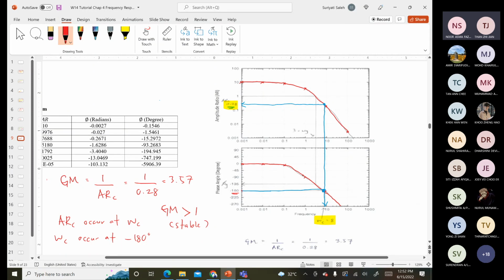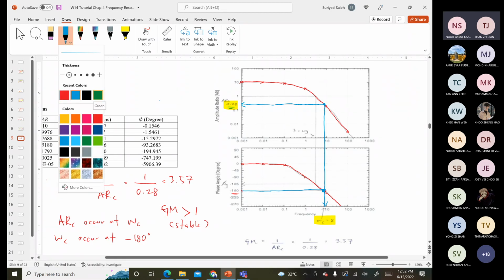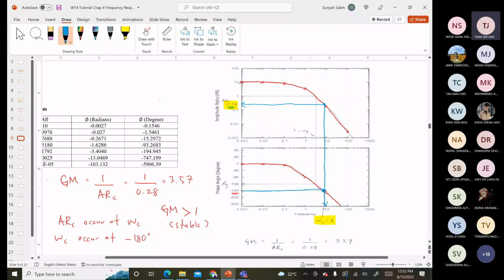How to determine the critical frequency? The critical frequency occurs at angle negative 180. So this is fixed, standard. It's not going to change. So you have negative 180, then you plot the line from negative 180 until it reaches the phase angle line. Then you take a look at what is the value of your frequency. This frequency is known as WC. For example, in my case, based on this example, WC equal to 8.